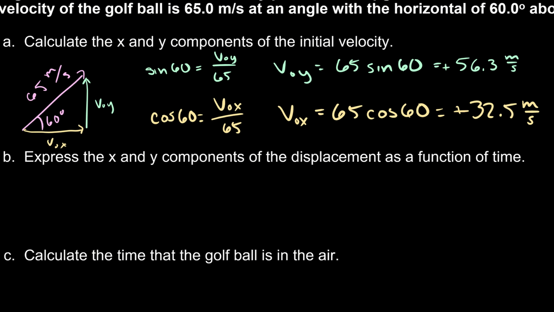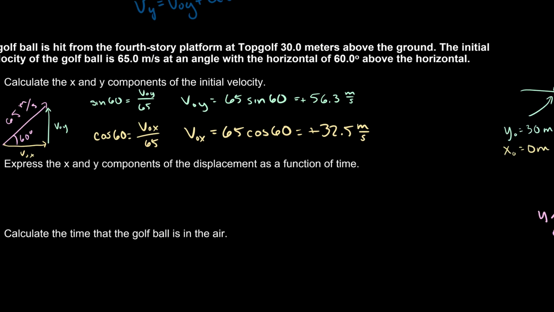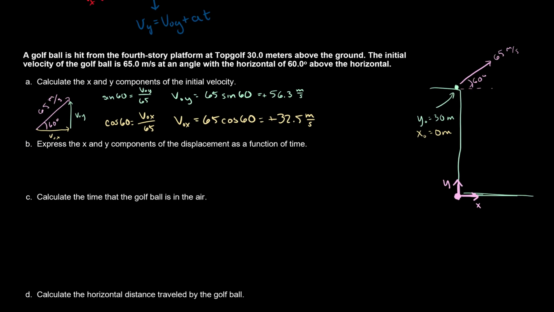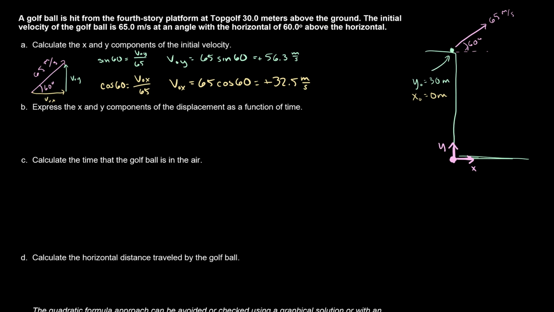Okay, then we're supposed to express the x and y components of the displacement as a function of time. So here we want to think about our big four kinematic equations that we know. So let's think about that. I'll write it generally and not have the x or y subscripts. We know that we can apply it to either the x direction or the y direction. We have an equation that says v equals v naught plus at.